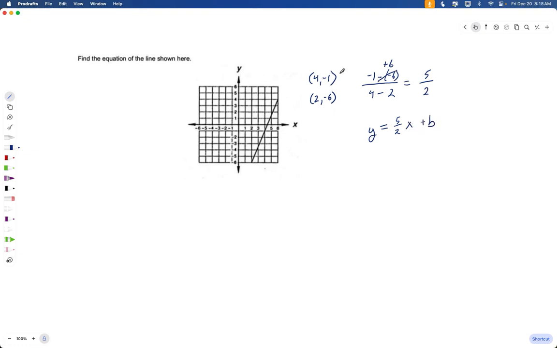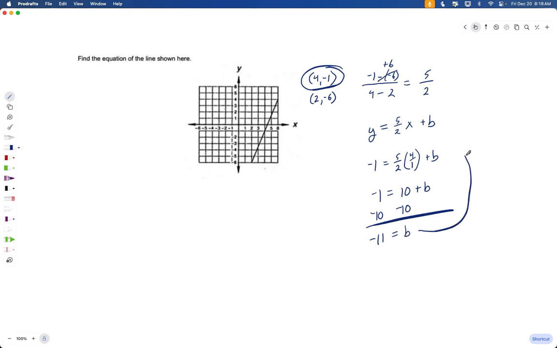Now I'm going to pick a point. I think I'm going to use this one just because it has a 1 in it, which makes the math easier. So I'm going to substitute that in. This is -1 is equal to 5 over 2 times, turn that into a fraction, 4 over 1 plus b. So I have -1 is equal to 20 divided by 2, which is 10 plus b. So I subtract 10 from both sides. -11 is equal to b.